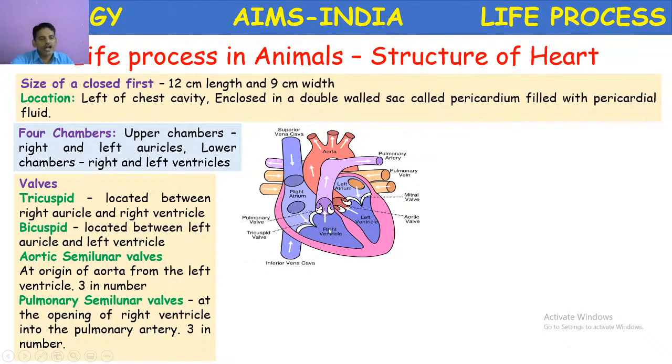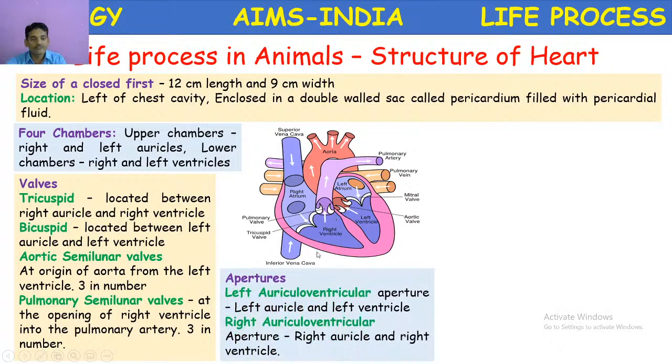Next, the last valve, the pulmonary valve. It is also a semilunar valve. It is present at the opening of the right ventricle. This is the pulmonary valve, a semilunar valve. It allows blood from the right ventricle to the pulmonary artery, which carries blood from the right ventricle to the lungs for purification. So these are the arrangement of valves. Next, apertures. As we discussed, there are 2 apertures: the left auriculoventricular aperture and the right auriculoventricular aperture. In the right auriculoventricular aperture, the tricuspid valve is present. In the left auriculoventricular aperture, the mitral valve is present.